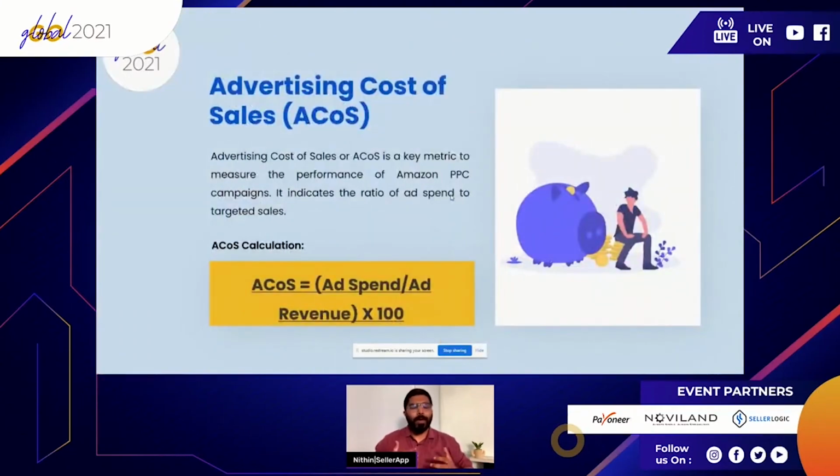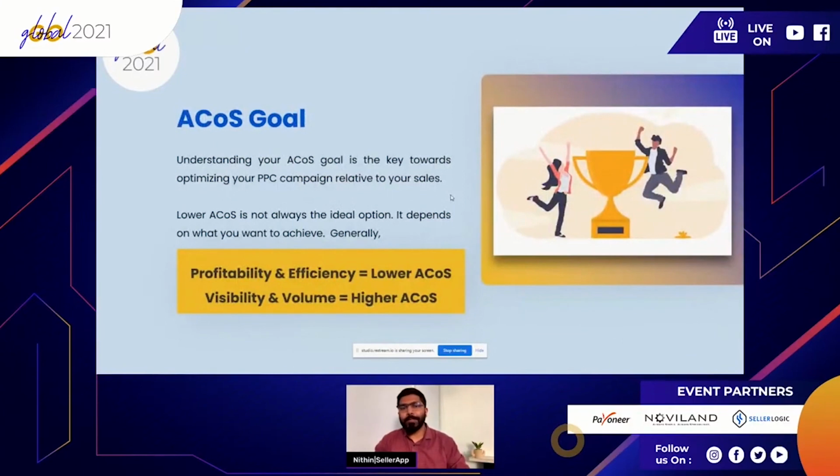Now, when you're running these campaigns, there are a lot of metrics that you need to keep in mind. One of the most important key metrics that usually defines the performance of the campaigns is the advertising cost of sales. It is nothing but the ratio between your advertising spend and your advertising revenue. Obviously, the lower the ACoS, as we call it in short, the better your campaigns are performing. But we need to always keep in mind that a low ACoS is not necessarily the goal to achieve, right?